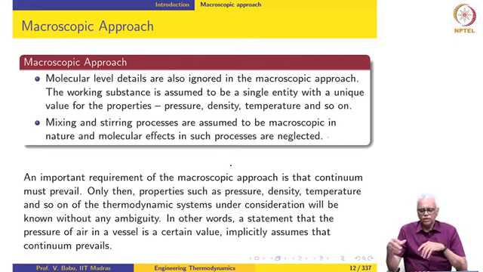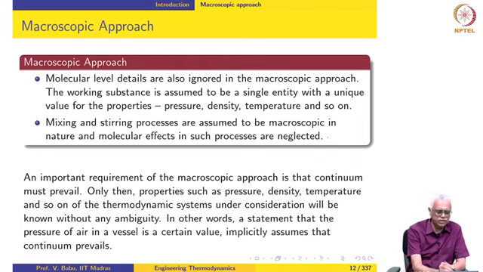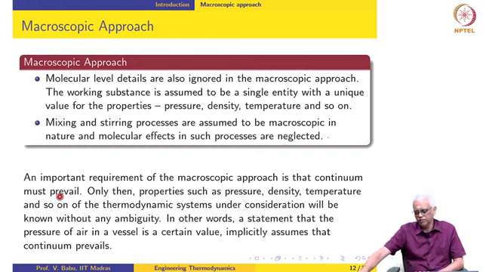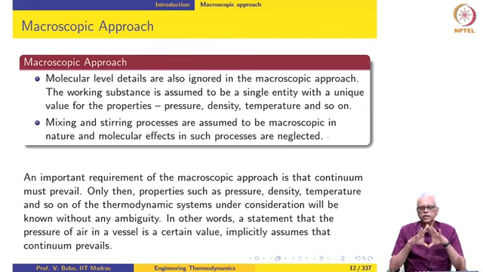Now, when we say that pressure, density and temperature must be the same everywhere, what we actually mean is that the continuum must prevail. So, what do we mean by continuum? Before we define continuum, let us just complete this thought. When continuum prevails, properties such as pressure, density and temperature of the system under consideration are known without any ambiguity anywhere.